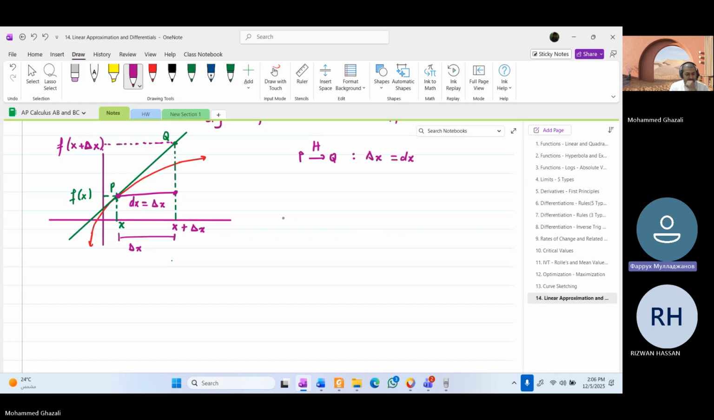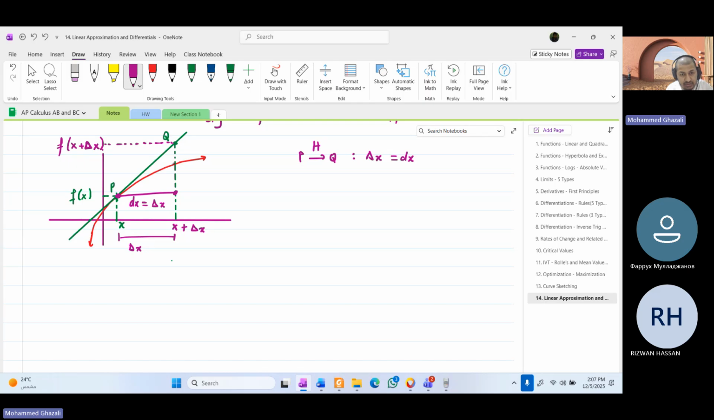Does the sign of d mean a very small number? Yes, it's a minute number. No, in this case delta x and dx mean a change in x. That's it. We're not talking about making it very tiny. We're not working with the limit here. So dx is equal to delta x.